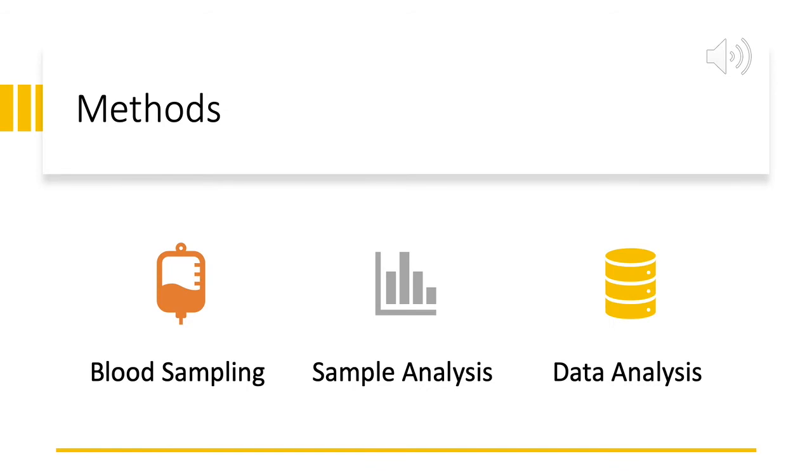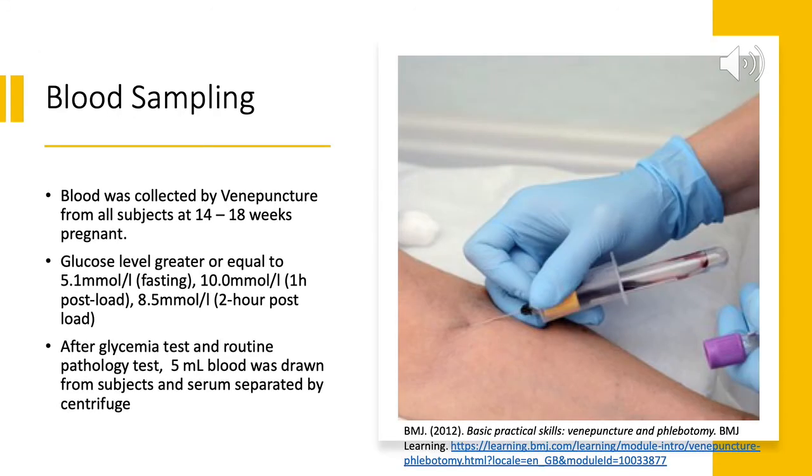The methods of the experiment had three main areas: blood sampling, sample analysis, and data analysis. The first step was sampling the blood from each eligible participant. This was achieved through venipuncture. Each subject gave blood between 14 and 18 weeks. Glucose levels greater than or equal to 5.1 millimoles per litre whilst fasting, 10 millimoles per litre at 1 hour post-load, or 8.5 millimoles per litre at 2 hours post-load were diagnosed with GDM.